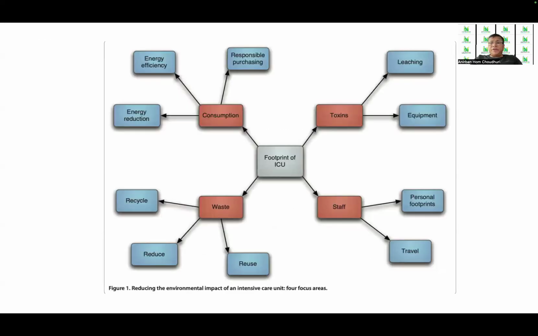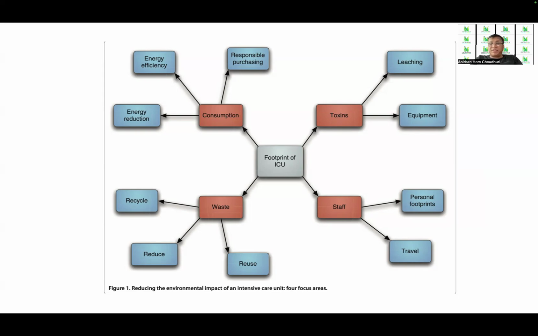So if we have to reduce the footprints of the ICU on the environment, we have to take care of consumption. That means energy reduction, energy efficiencies, as well as responsible purchasing of such materials or such gadgets and devices where this energy conservation is maximum. In terms of toxins, as I told you, we should look at leaching and at the equipment, so that the generation of toxins can be avoided totally, and if it cannot be avoided totally, it should be at least prevented to the maximum possible extent.